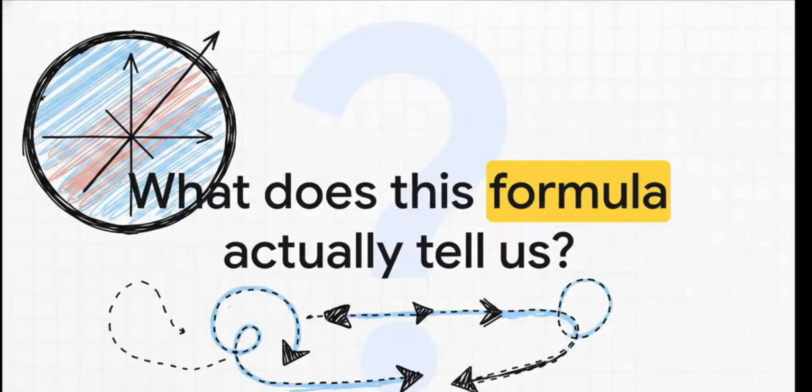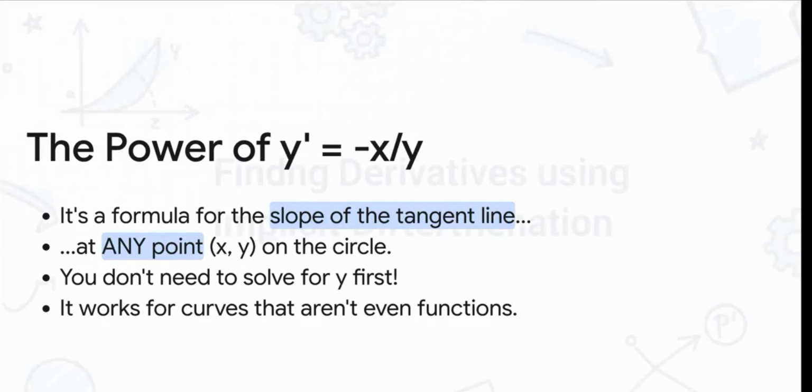So, that's the answer. But so what? What does this formula actually tell us? What does negative x over y even mean when we're talking about our circle? Let's connect this algebra back to the geometry. And this is what's so cool about it. This little formula, it's the recipe for the slope of the tangent line at any point. Literally any x, y point on that circle. You just pick a point on the circle, plug its x and y values into the formula, and boom, you've got the slope right there. No need to solve for y first. This technique is incredibly powerful, and it works for all sorts of crazy curves, even ones that aren't technically functions.